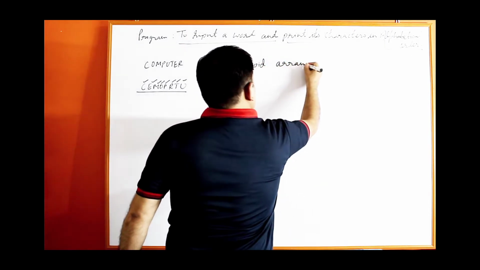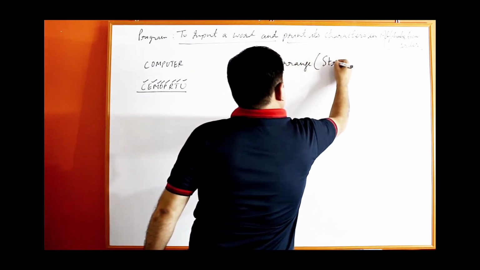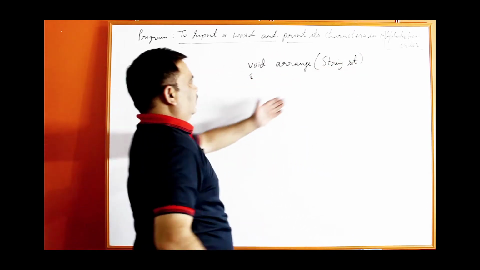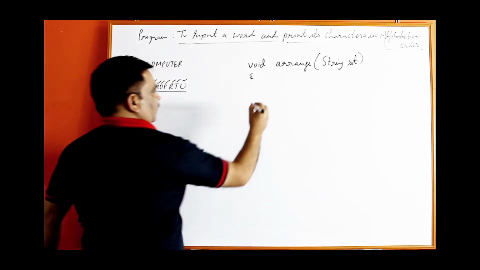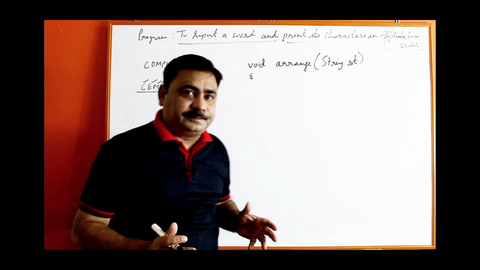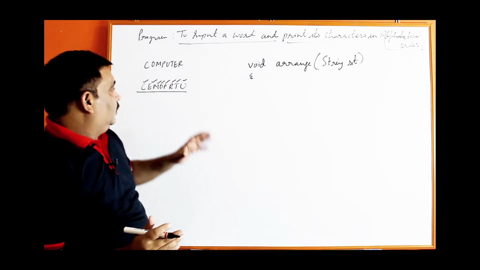arrange, string, variable is st. So this is the input string. We have to make a loop. Try to understand the logic of this program. What am I going to do?